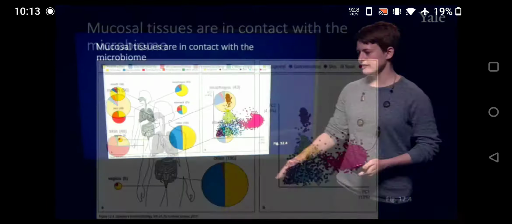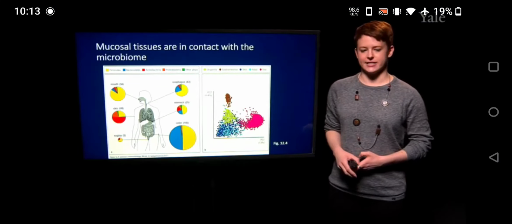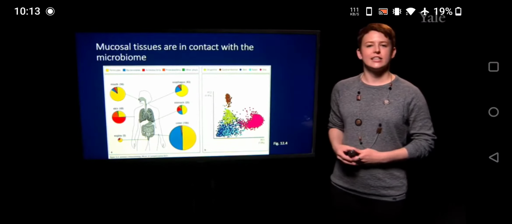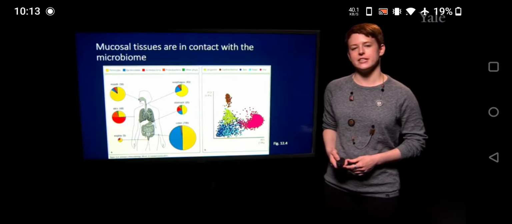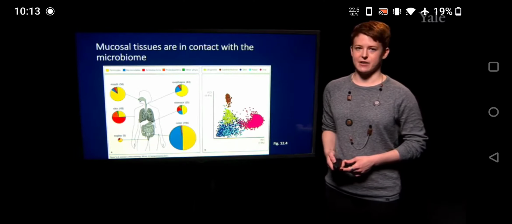We can see different mucosal tissues have different types of bacteria, and these bacteria cluster according to where they're found. We'll be talking especially about the intestinal mucosa and microbiome in this lecture.